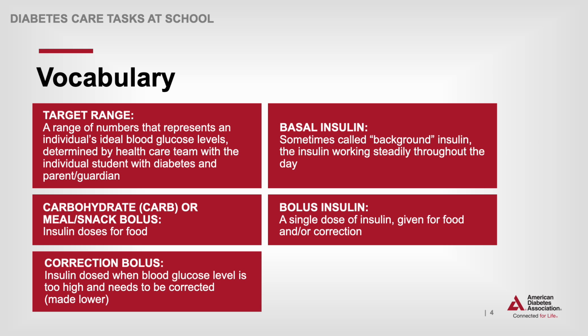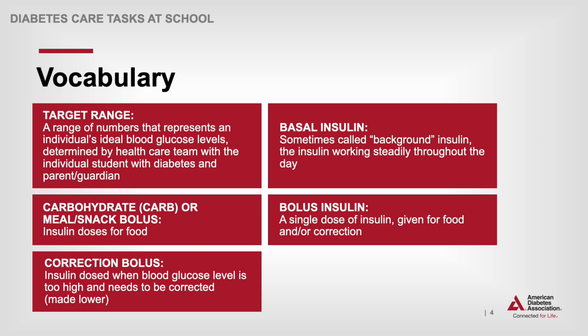Young children with diabetes may have slightly higher target ranges than adults with diabetes. And those starting out on insulin pump therapy or who are newly diagnosed with diabetes may also have higher target ranges to help avoid hypoglycemia.